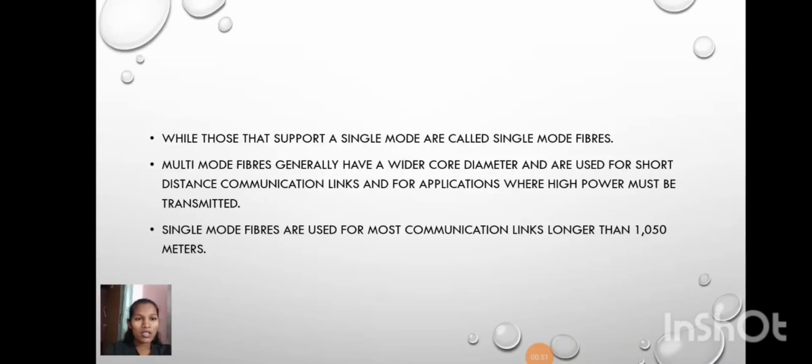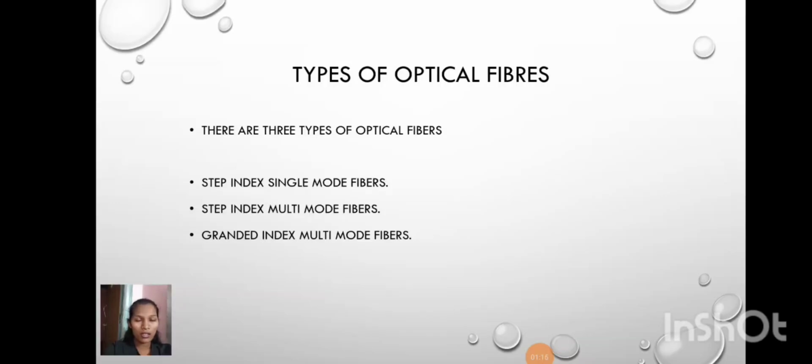Multimode fibers generally have a wider core diameter and are used for short distance communication links and for applications where high power must be transmitted. Single mode fibers are used for most communication links longer than 1050 meters. There are three types of optical fibers: step index single mode fibers, step index multimode fibers, and graded index multimode fibers.